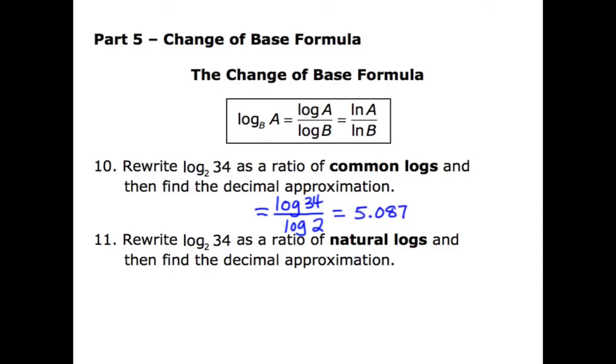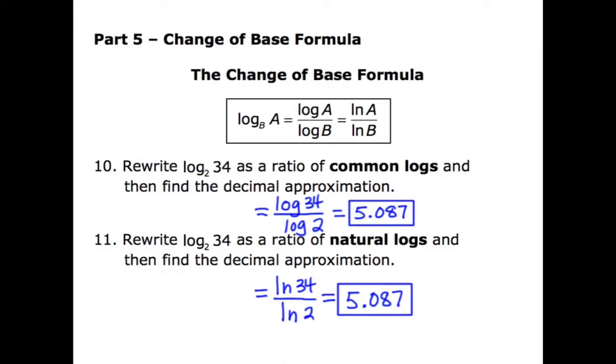If we go to number 11 and we rewrite the same problem as the ratio of natural logs, we end up getting the natural log of 34 over the natural log of 2. If you go to your calculator and you figure out that quotient, you end up getting the same exact thing. Thus proving it doesn't make a difference which version of the ratio you use. You can convert something not of base 10 to the ratio of common logs or to the ratio of natural logs. Either way, you're going to get the same thing. Let's move on to the next slide.